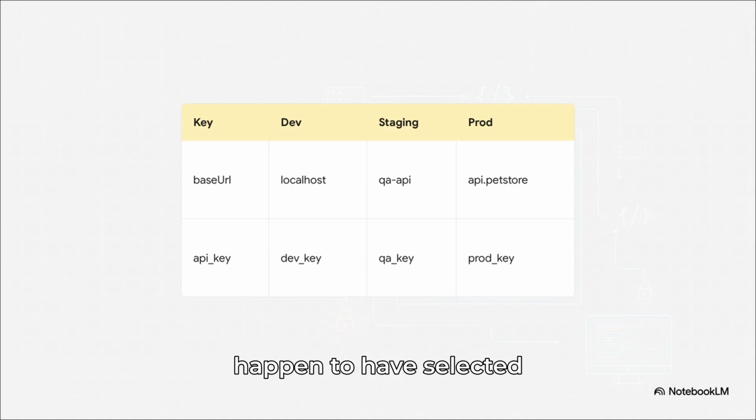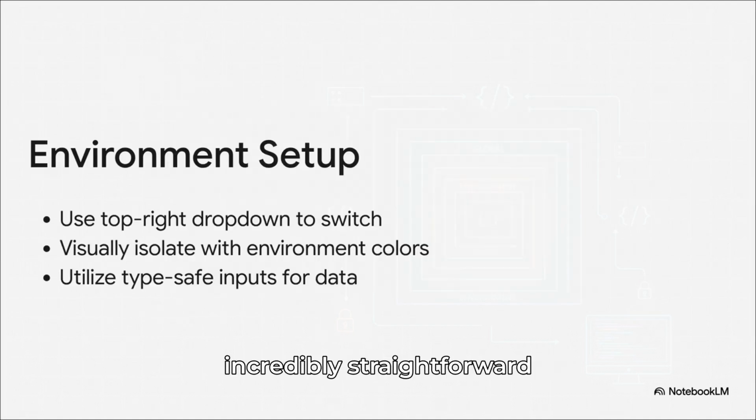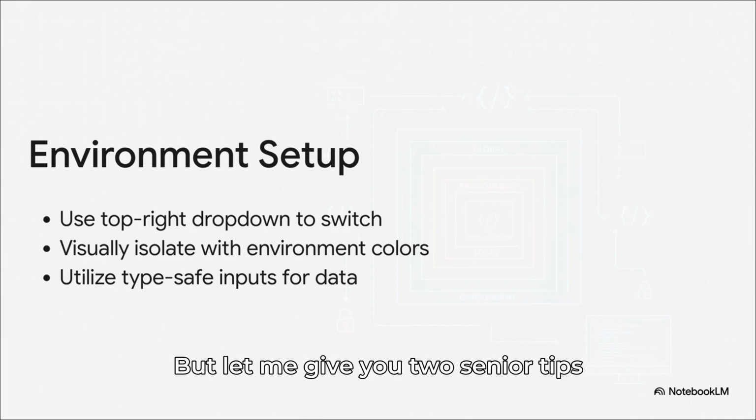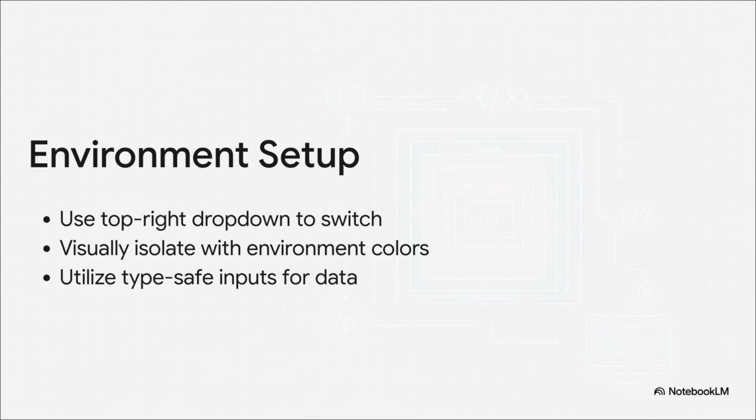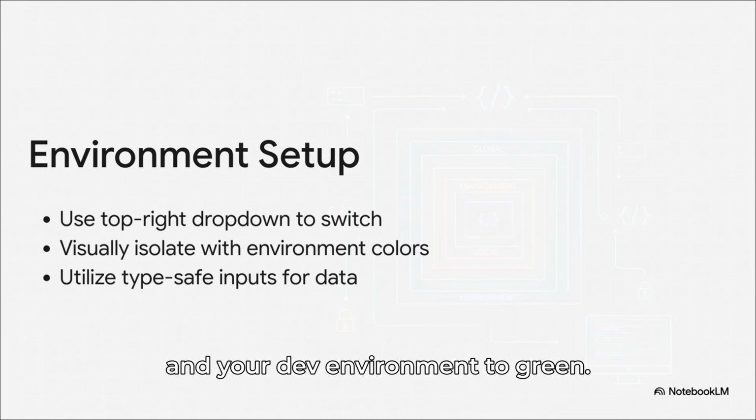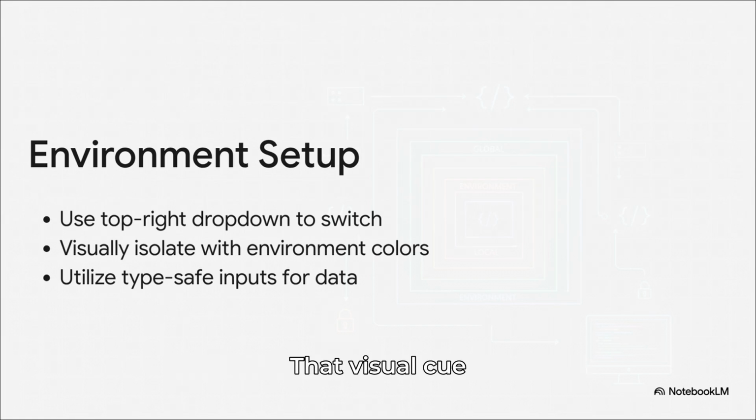The environment you happen to have selected is what dictates which values get injected at runtime. Setting this up is incredibly straightforward using the environment dropdown in the UI. But let me give you 2 senior tips to really level this up. First, use environment colors. Set your production environment to red and your dev environment to green. That visual cue literally prevents you from accidentally running a destructive test against live production data.